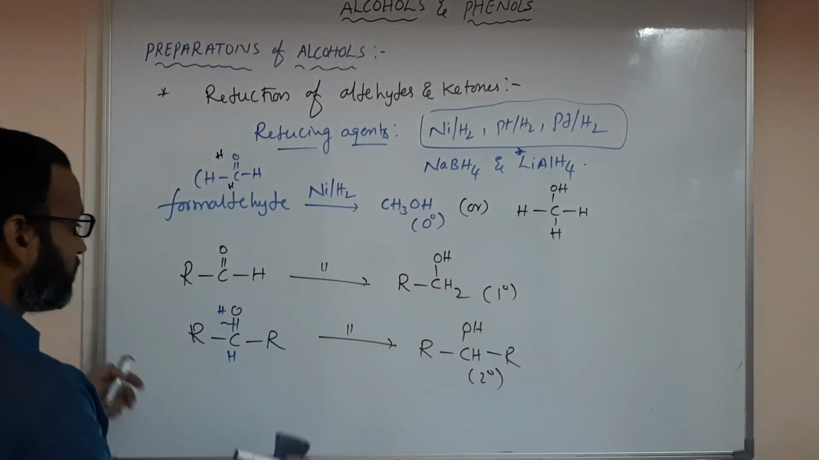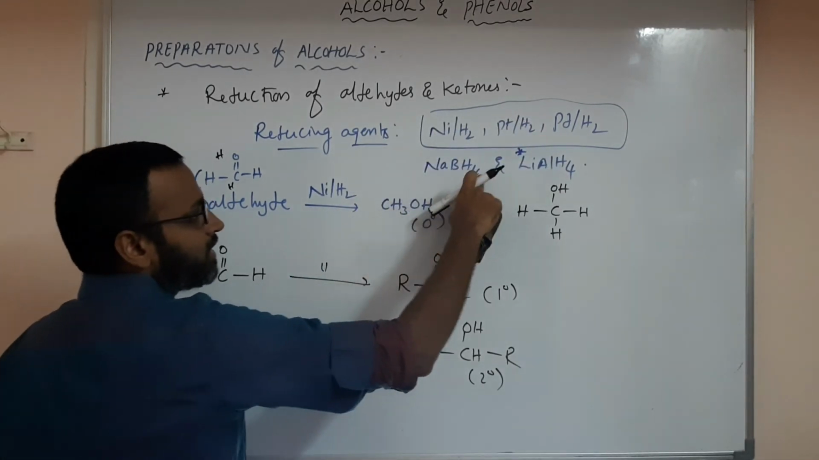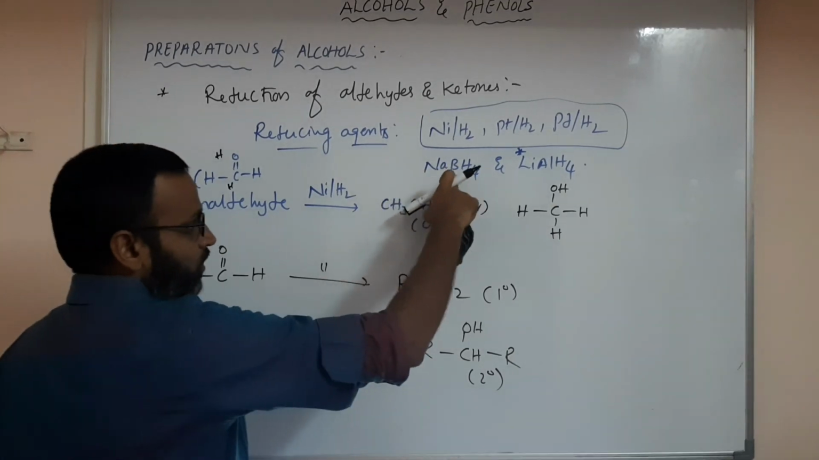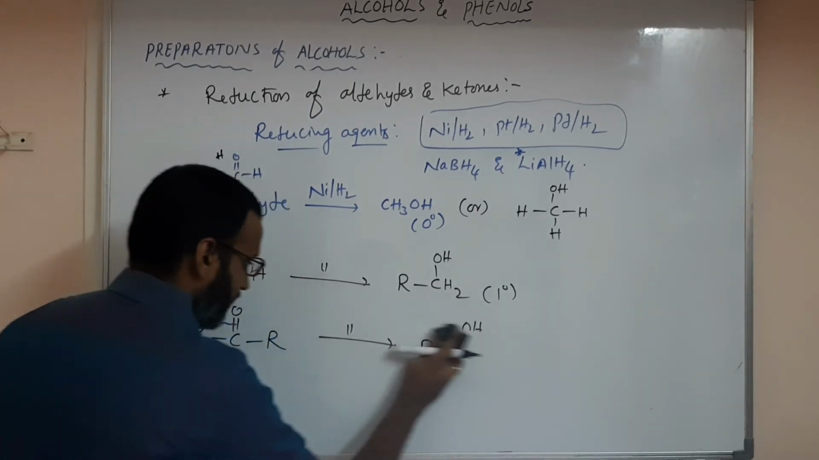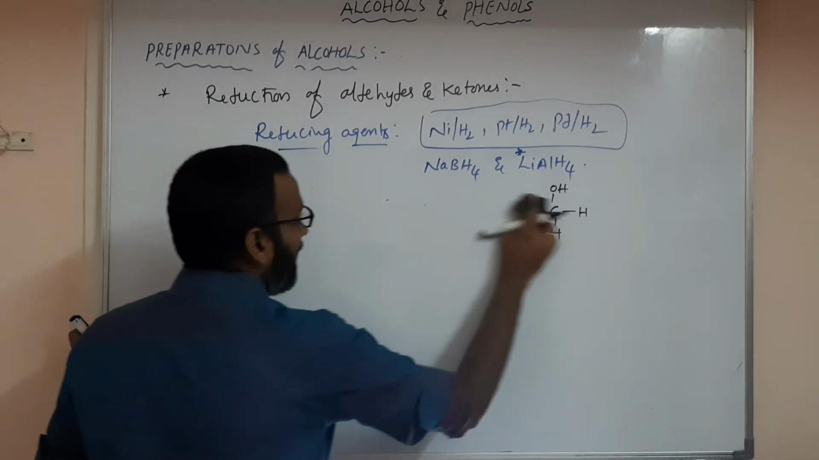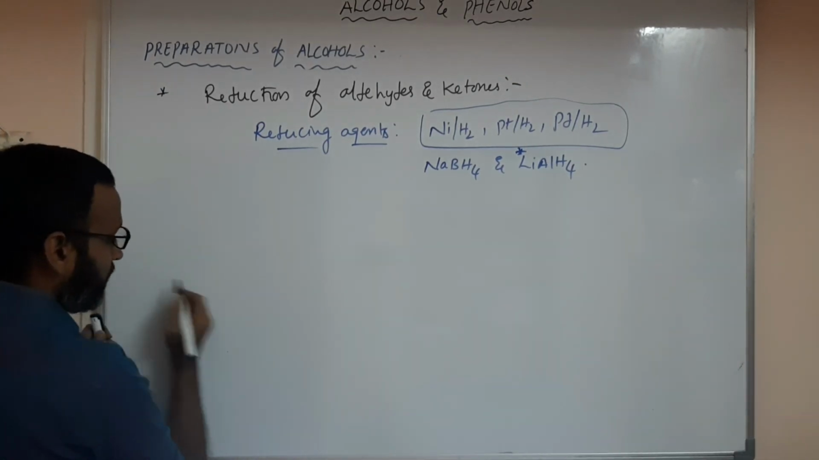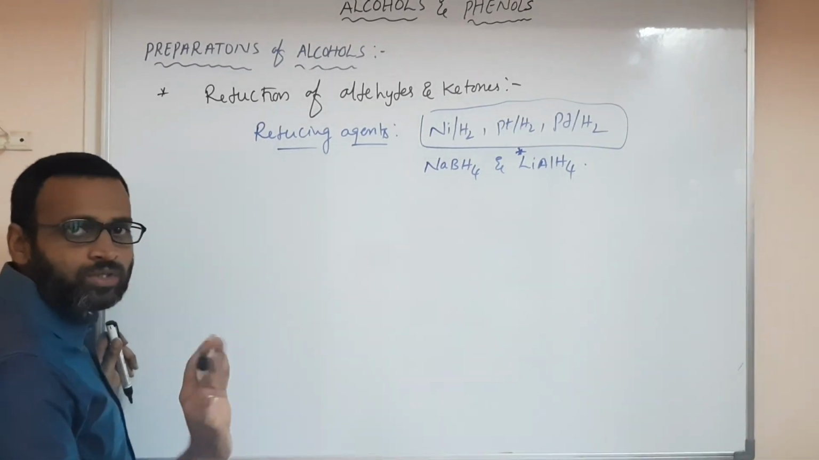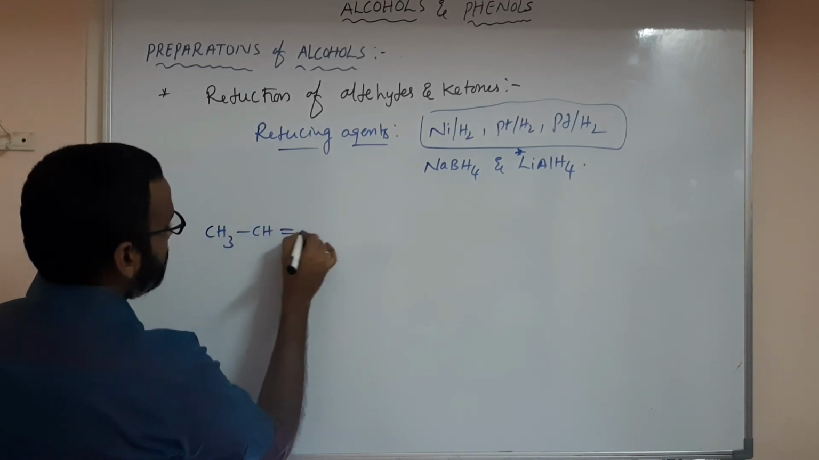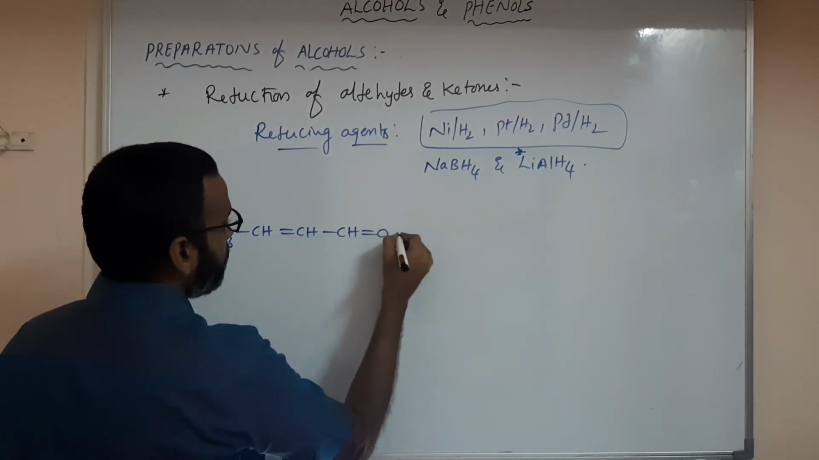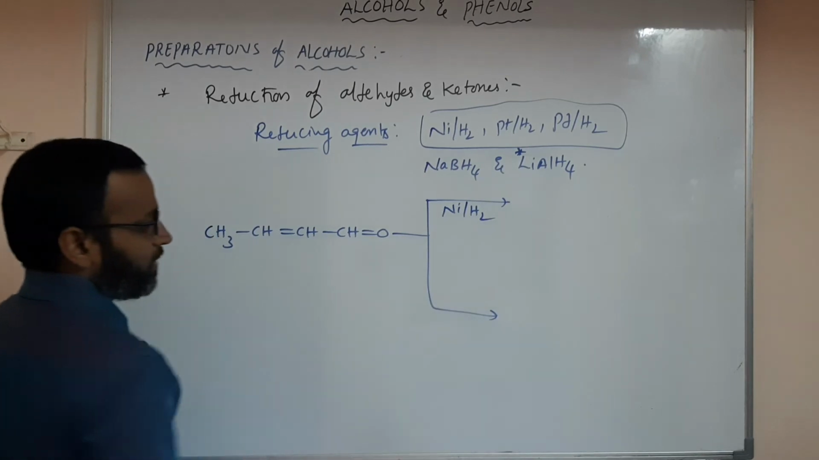Now I will tell you the difference between these metal reducing agents and these metallic hydrides, sodium borohydride and lithium aluminum hydride. If you use them, what happens? I will tell you finally. Okay, sir. As I said, if you are using nickel by H2 or platinum by H2, they will reduce all unsaturated bonds. Suppose I take CH3, CH double bond CH, and CH double bond O. I am using either nickel by H2 or palladium by H2.